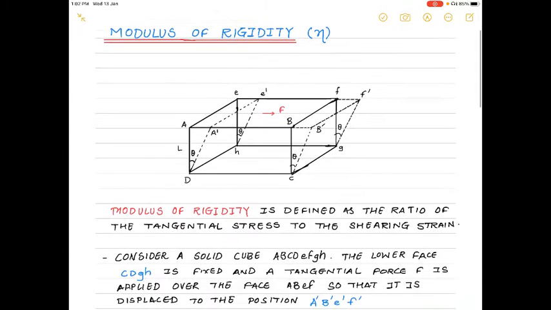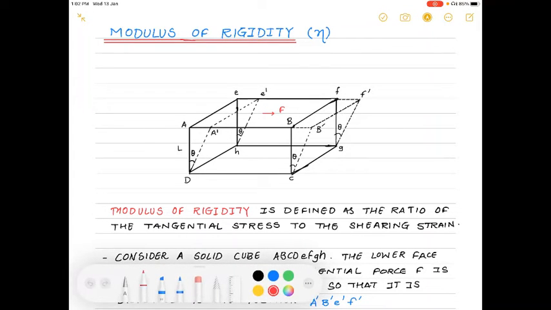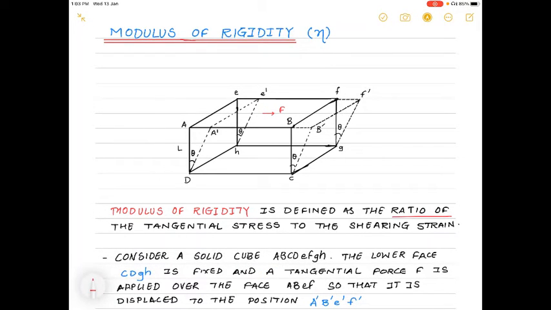Now modulus of rigidity is defined as the ratio of tangential stress to the tangential strain or shearing strain. So we will see now what is a tangential stress and what is shearing strain.